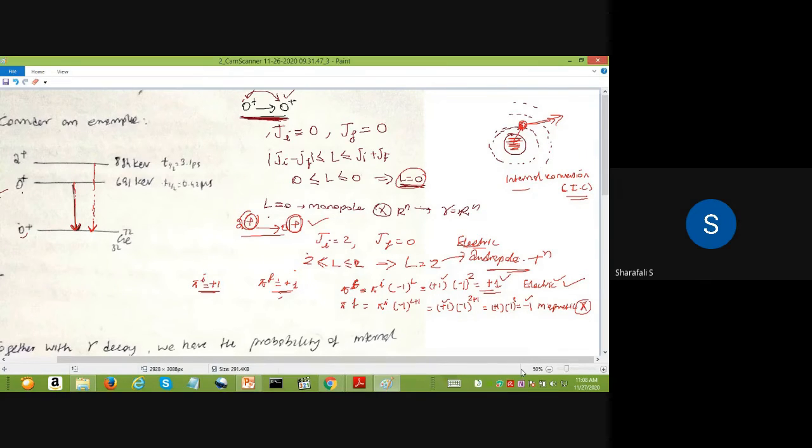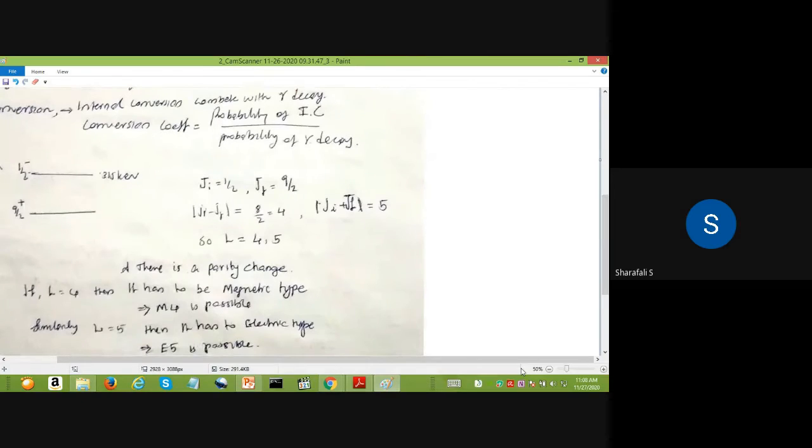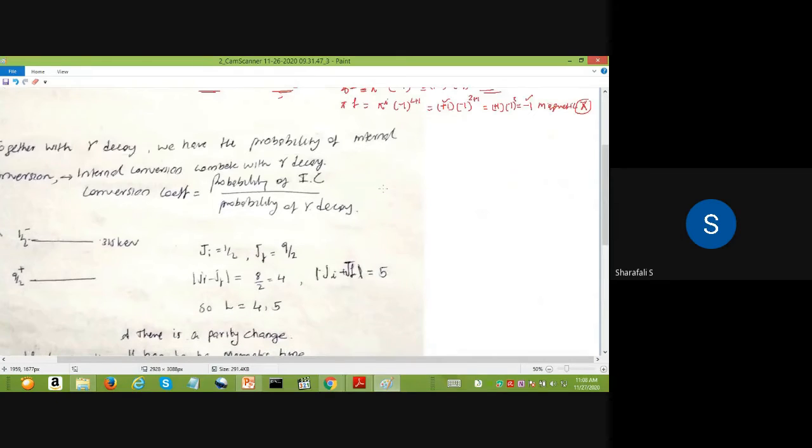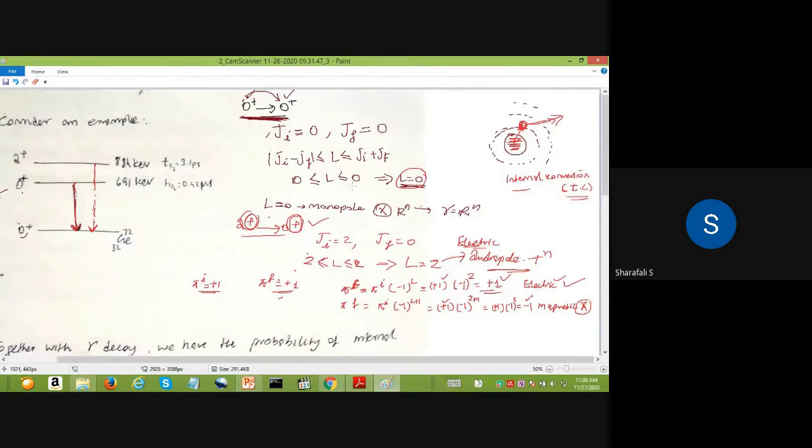Now, let us consider another example. Before that, we have another term, the conversion coefficient. Even in this particular example, from 2 plus to 0 plus, there is still a chance that this transition can occur through internal conversion, because the excess energy also can be transferred to an electron, and that electron can come out from the orbit. So that is also possible. Along with the gamma radiation, there is still a possibility of internal conversion happening.